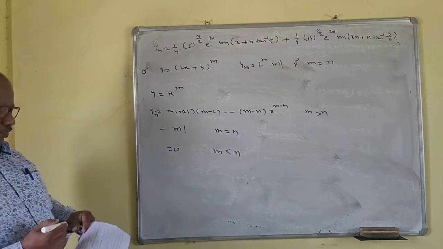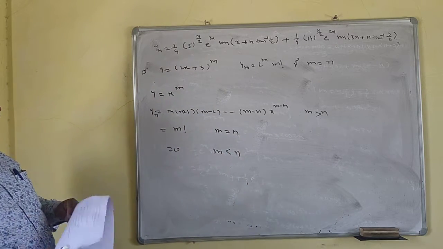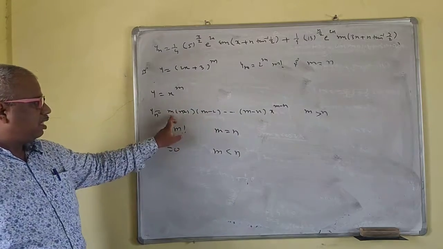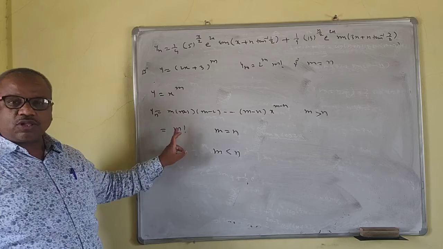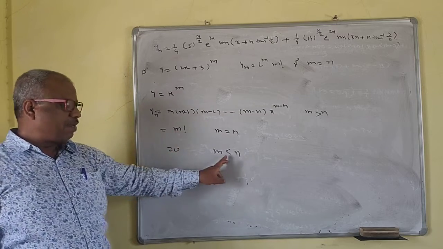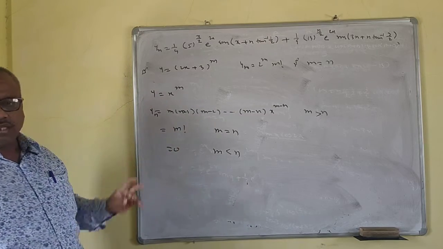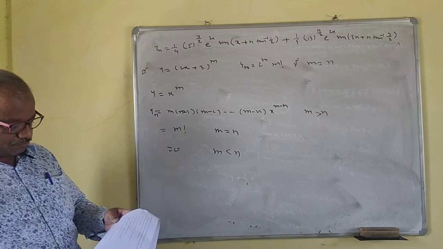Note that this. Okay. If your m is greater than n, then this. If your m is equal to n, then this is what? M factorial or n factorial, doesn't matter this. If m is less than n, this is 0. Okay. So you should note this also.